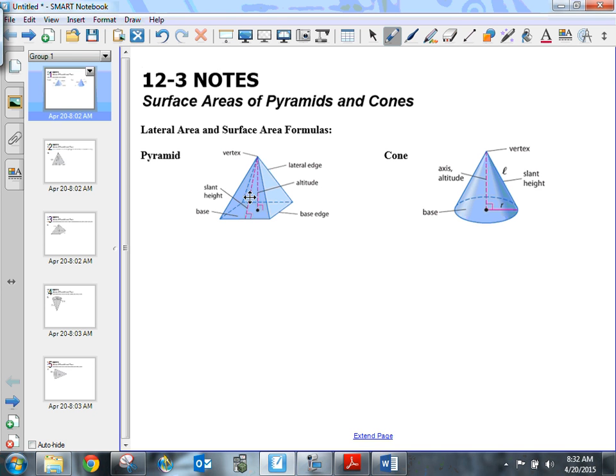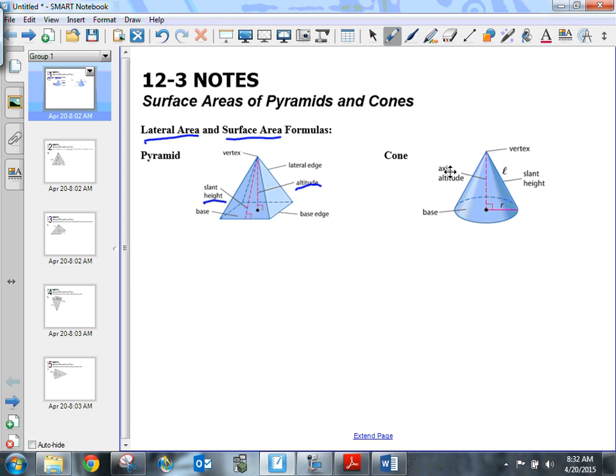The two main things that I want to point out here is that we have the height of the actual pyramid, and we call that the altitude, okay? And then we have the height of one of the faces of our pyramid. We call that the slant height, and we're going to need the slant height when we talk about lateral and surface area, okay? And we have the same thing over here with the cone.